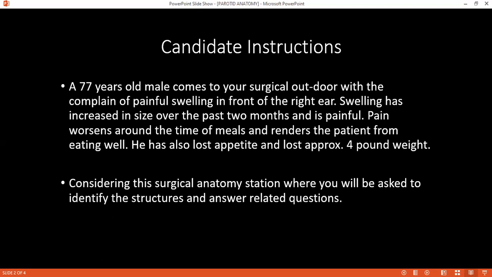Irrespective of whether it is benign or malignant, how would you manage the patient? Depending on it, if it is benign, we can go for superficial parotidectomy. If it is malignant, total parotidectomy is needed.